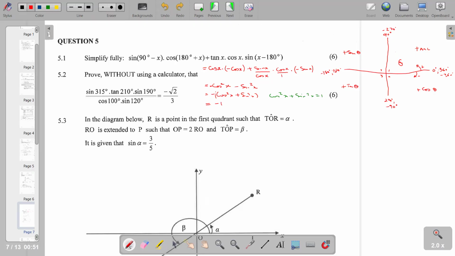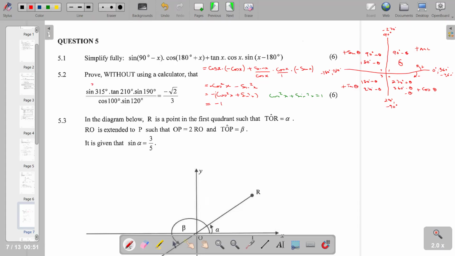It's 90 degrees minus theta, then 90 degrees plus theta, or 180 degrees minus theta here, 180 degrees plus theta, or 270 degrees minus theta here, 270 degrees plus theta, or 360 degrees minus theta, then minus theta. So in this case, we are having 315, which is in the fourth quadrant.